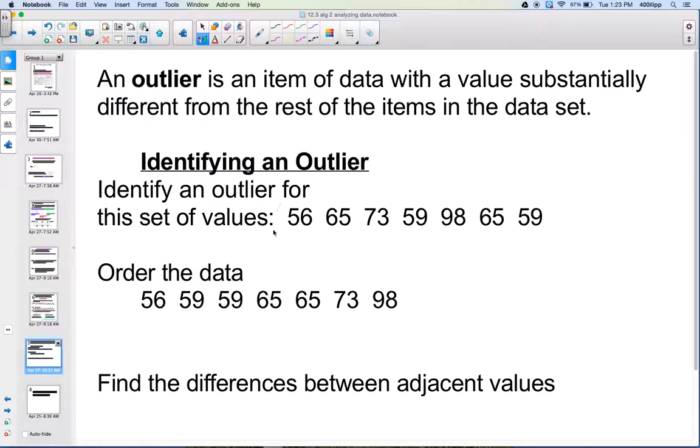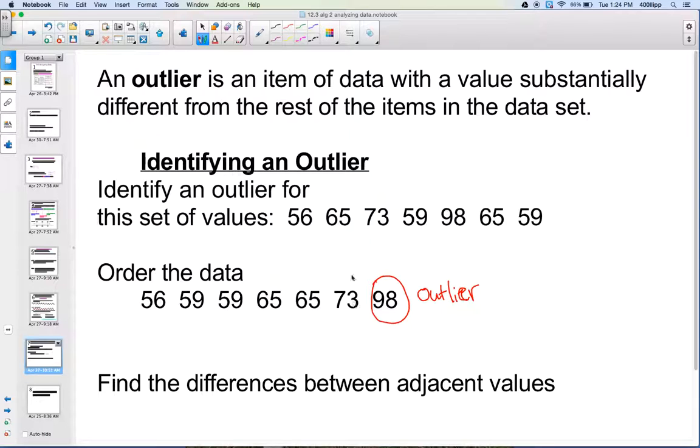So again, we're going to order them from least to greatest. And we can see here 56, 59, add 3. This is the same number here, add nothing. 59 to 65, add 6, add nothing, add 8. And then this one here, we have to add 25 to get to 98. So this one is a lot bigger than all of the other numbers here. So this is actually the outlier of this data set.